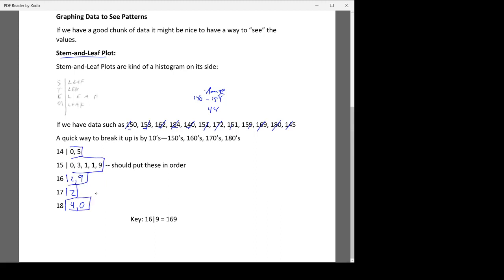Do you see it? If I rotated this around, so that's pretty sweet, right? And then they always put this little key in there, like 16 bar 9 means 169. So this means 150, 153, 151, 151, 159. It's easy to get the data back from that. So they're a lot of fun.